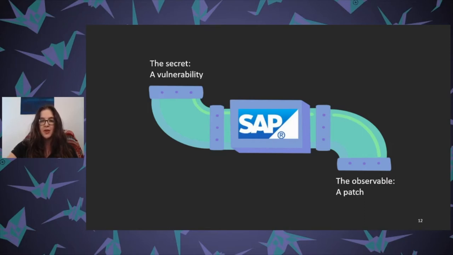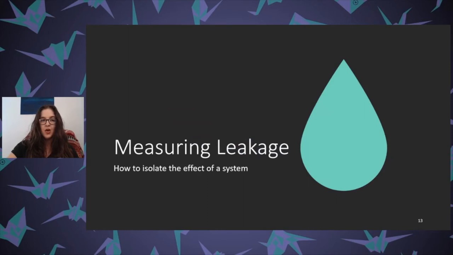Okay, so now we know the QIF model of information flow, and we can start measuring leakage. Our goal here is to isolate the effect of the channel to determine how it affected the vulnerability of our secret. Using QIF means we don't have to rely on our intuition to tell us how bad something is. So let's start with a high-level overview.